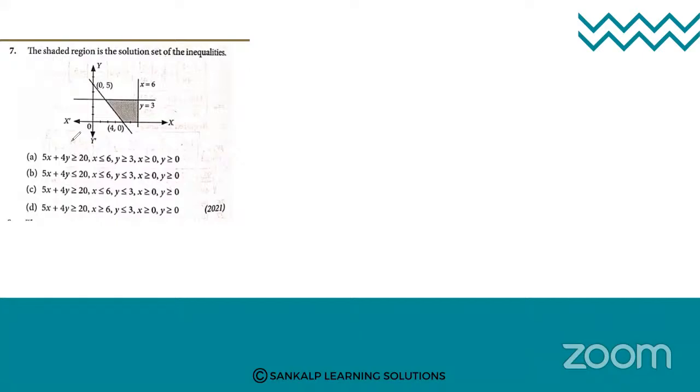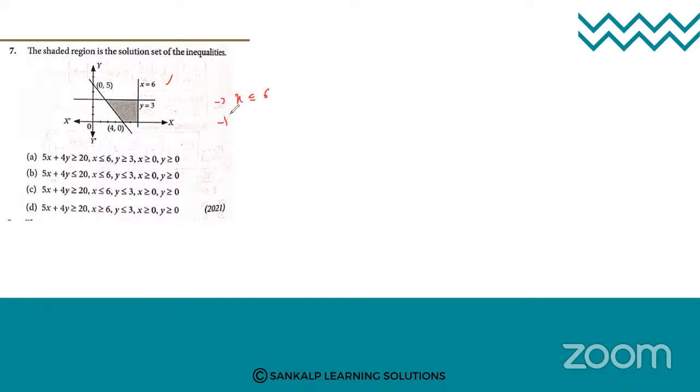We know lines parallel to the y-axis are denoted by x is equal to k. Here, x is equal to 6 is parallel to the y-axis. And we can easily identify less than or greater than, because the shading is towards the origin. So I can write it as x less than or equal to 6.